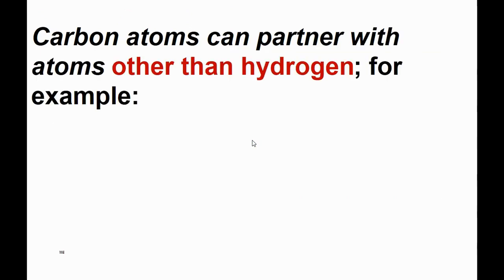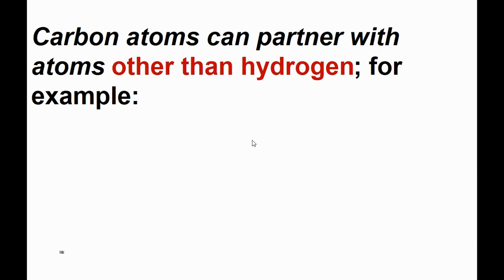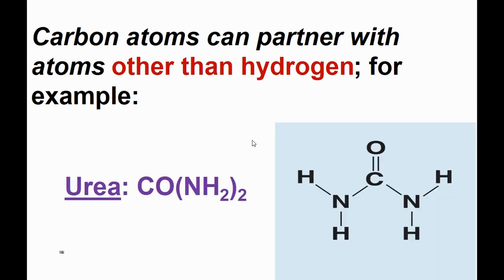Well, it's pretty easy for you to see that carbon can partner with many atoms other than hydrogen. It can partner with O, or oxygen atoms, to make CO2. We've already established that on the board. And urea, this is the stuff, it's a byproduct of protein degradation, which makes our pee yellow.